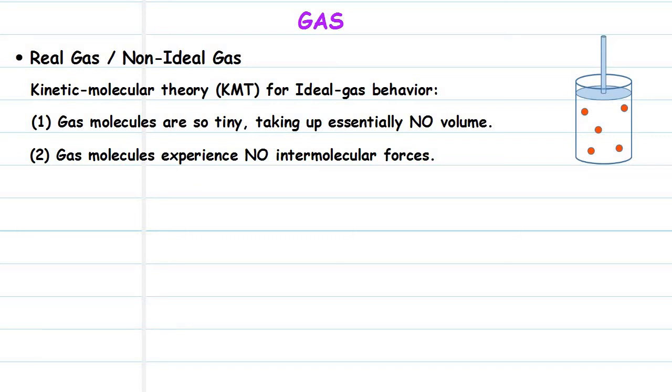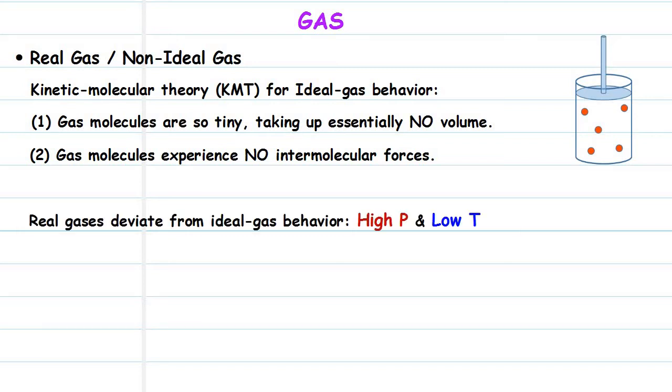But in reality, gas molecules occupy some space, so they do have some volume. And these gas molecules may interact with one another, so they have intermolecular forces. And these real gases tend to deviate from the ideal behavior, especially at high pressure and low temperature.